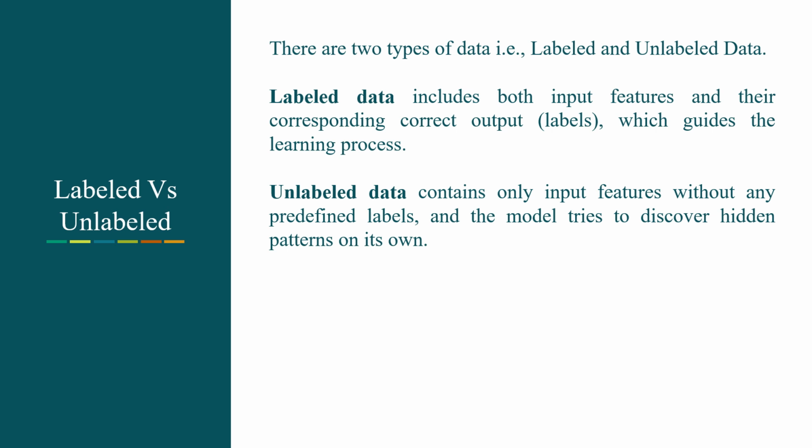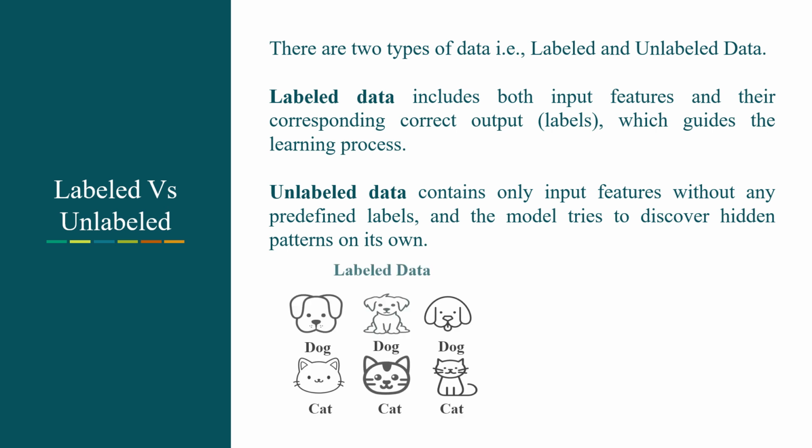For example, if you show a picture of a dog and say this is a dog, you are giving the model both the image as input and the label as output. Okay. Next is the unlabeled data. Unlabeled data contains only input features without any predefined labels, and the model tries to discover hidden patterns on its own. In short, you can say that labeled data is learning with answers and unlabeled data is learning without answers.